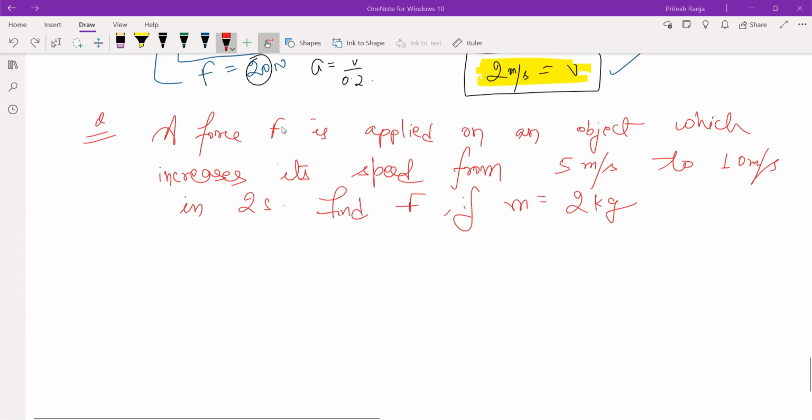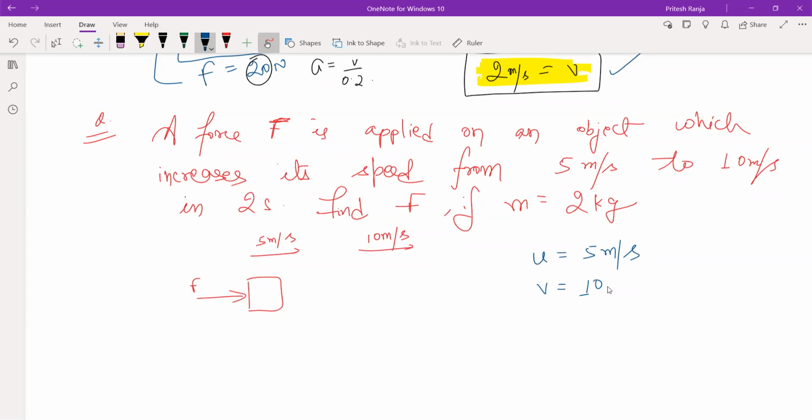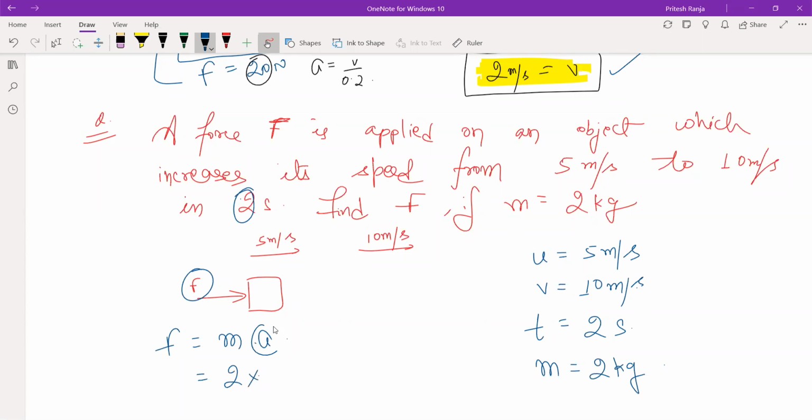A force F is applied on an object which increases its speed from 5 meter per second to 10 meter per second. That means its initial velocity is 5 meter per second, final velocity is 10 meter per second, and how much time is taken to increase the speed? 2 seconds. Provided that the mass is 2 kg, we can find out the force using F is equal to m times a. So m कितना हुआ? 2. a के जगह what we can write? v minus u by t.